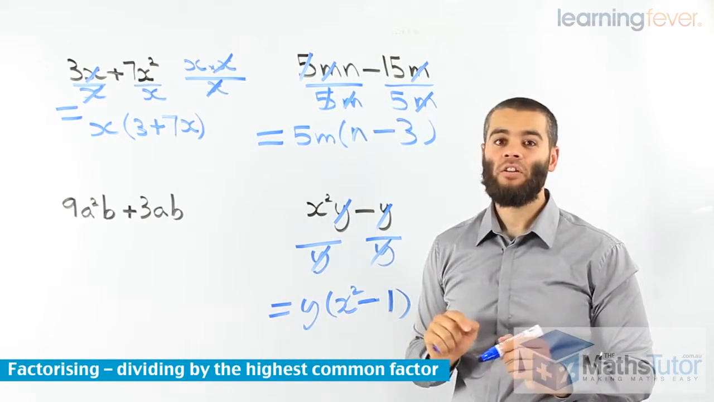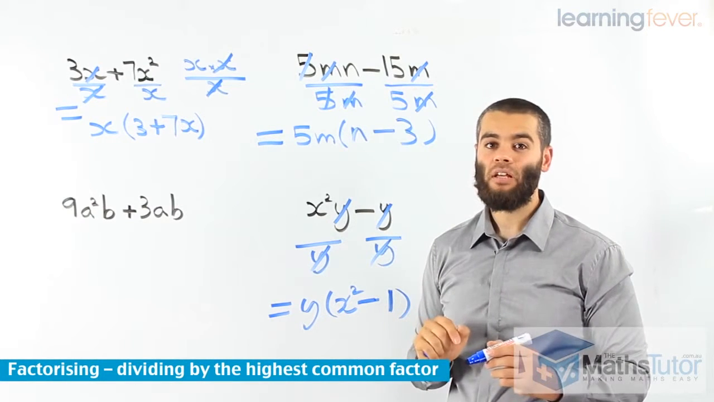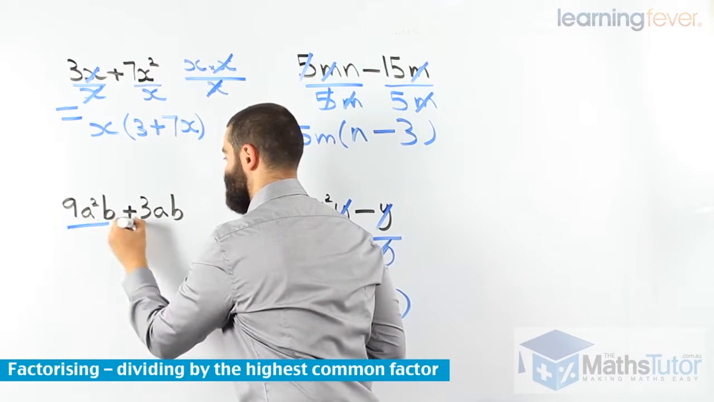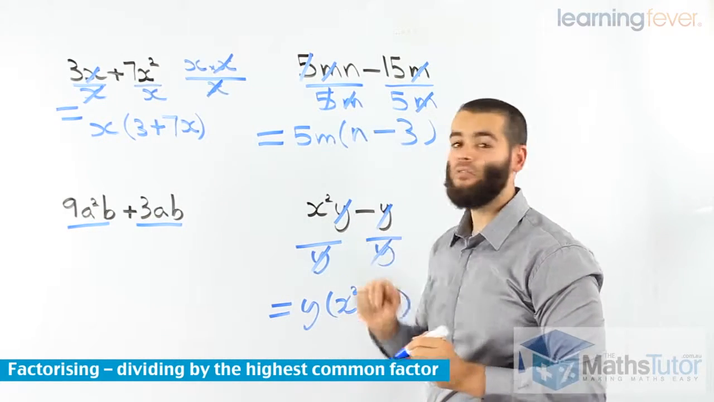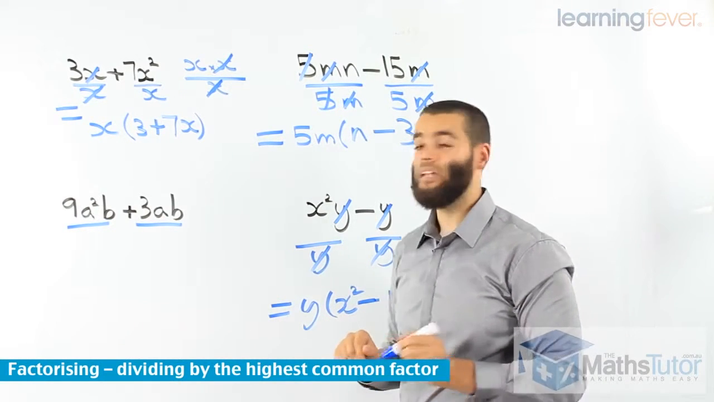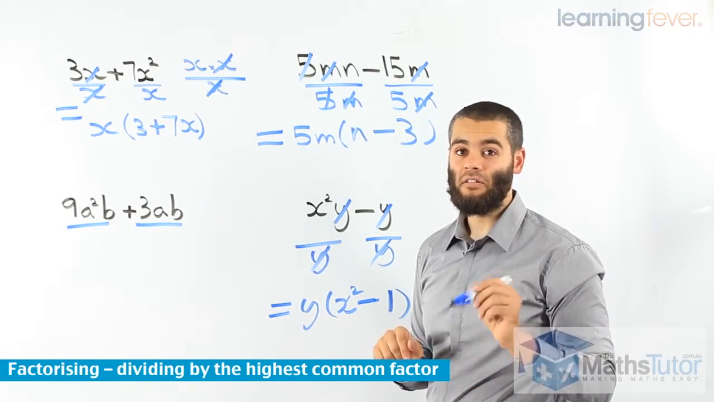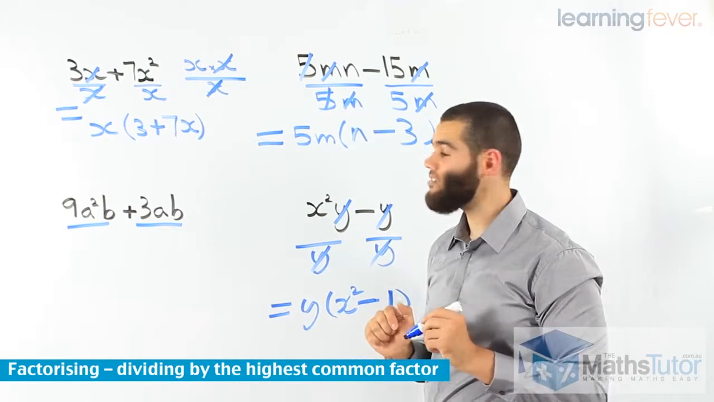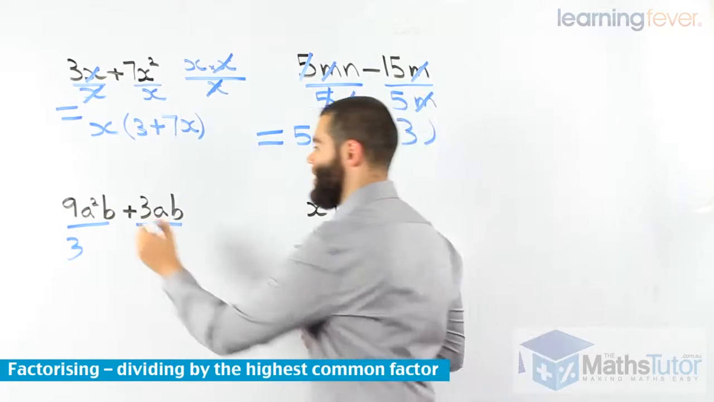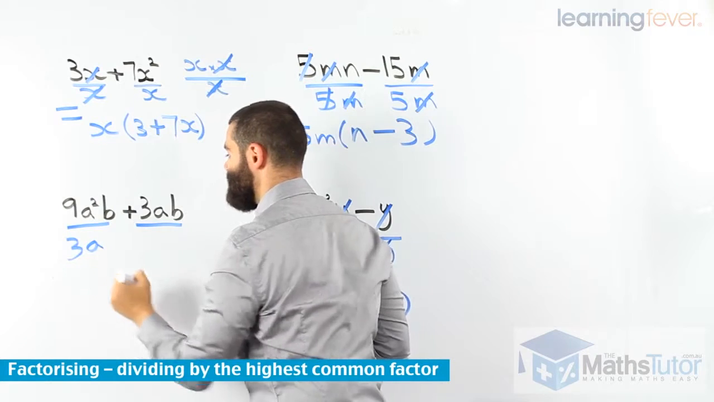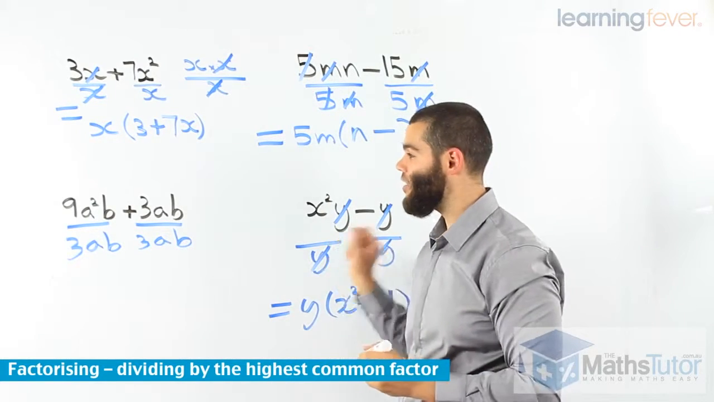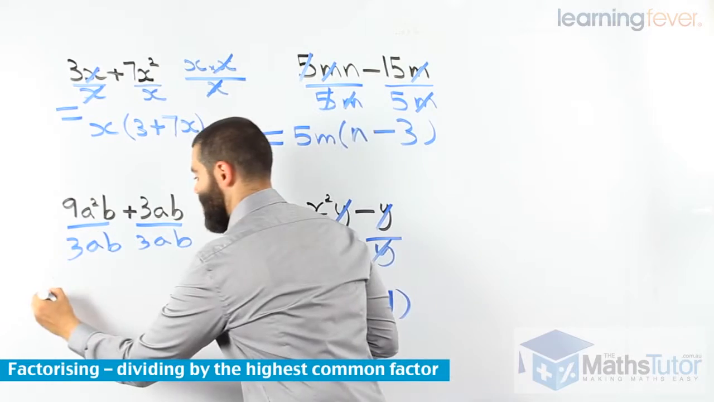Here we have 9a squared b plus 3ab. Look at it carefully. Think, what is the highest common factor? The questions you're going to come across may be like any of these, so it's very important that you master all of these. 9a squared b plus 3ab, we are asked to factorize. Well, have you found the highest common factor yet? 3 goes into 9 and 3. We have an a squared, we have an a, so a is here and there, and we have a b. Very important that you look and identify the whole highest common factor. That way you don't make any mistakes.